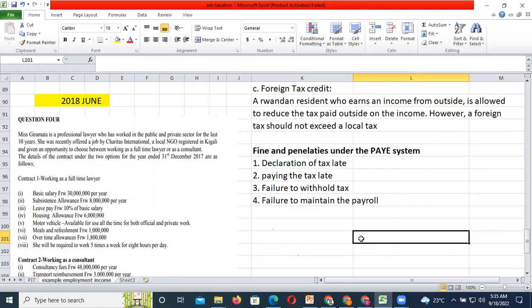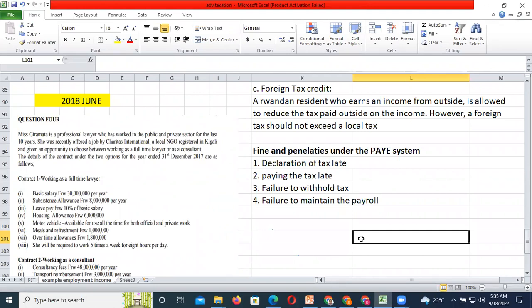Miss Jiramata is a professional lawyer who has worked in the public and the private sector for the last 10 years. She was recently offered a job by Caritas International, a local NGO registered in Kigali, and given an opportunity to choose between working as a full-time lawyer or as a consultant. The details of the contract under the two options for the year end are as follows. So contract one is working as a full-time lawyer.